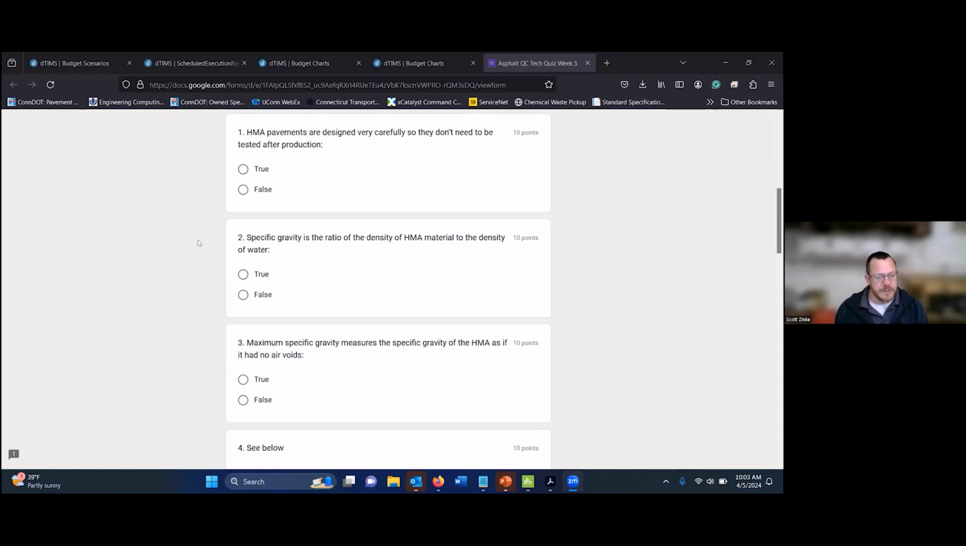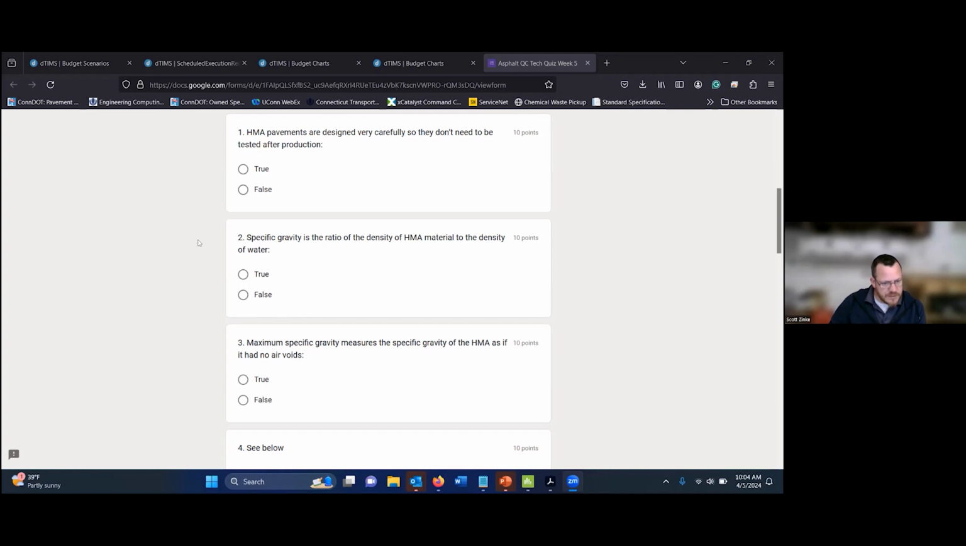Number three, maximum specific gravity measures the specific gravity of the HMA as if it had no air voids. And that is correct. That's exactly what it's doing. And what that does is that gives us a target value both in the lab as well as a target value in the field when we are trying to achieve density and air void content.